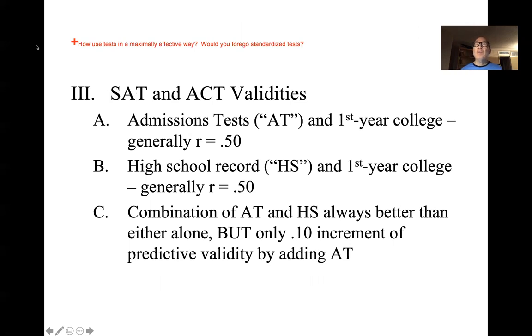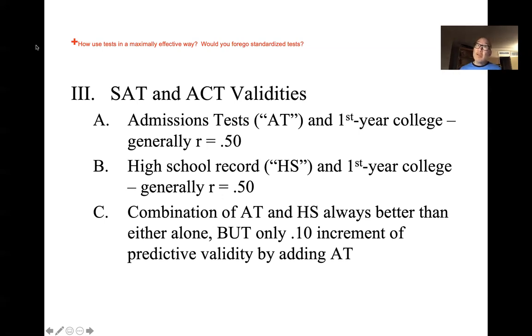Now, how much of a predictor are things such as the SATs and ACTs? How good are these tests in terms of their predictive validity? Well, the data is supportive of using group tests of mental abilities. In terms of predicting first-year college performance, generally you have an r of 0.50, a correlation of 0.50.